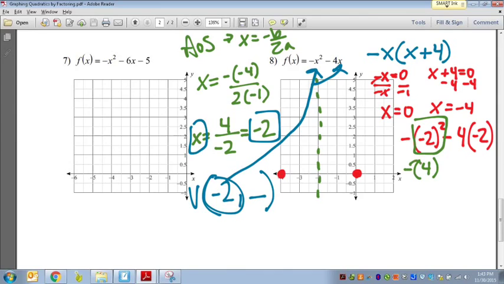Then I apply the negative to the 4, which makes it negative 4. A lot of students will make a mistake on that. Don't be one of them. We always do exponents first. Negative 4 times negative 2 is positive 8. And negative 4 plus 8 equals 4. So the y part of my vertex is at 4. So negative 2, 4 is up here. And then I just connect the dots.